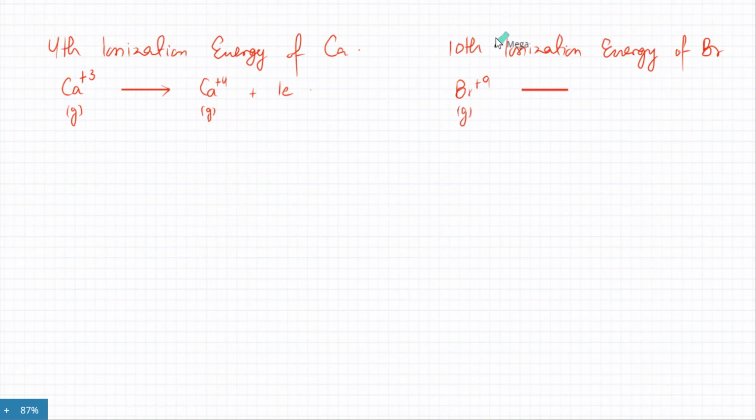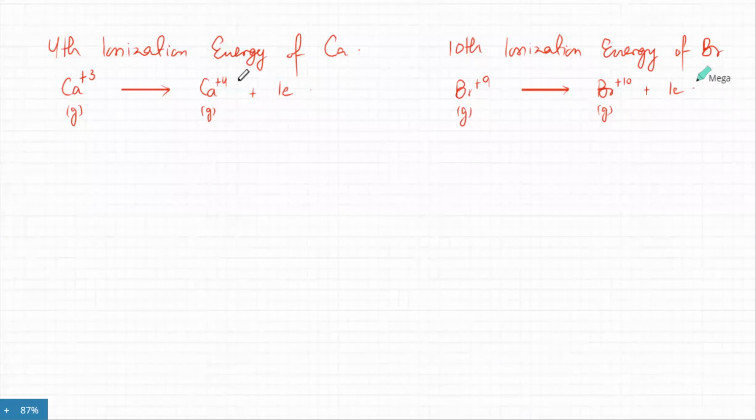So it would become Br plus 10 gaseous, and one more electron would be lost. So remember, this thing should start from, it's lagging this. If it's 10th, then over here it's going to be +9. If it's 4th, then it's going to be +3. You'll remove the 4th electron, then it would become +4. So just make sure, be careful with this.